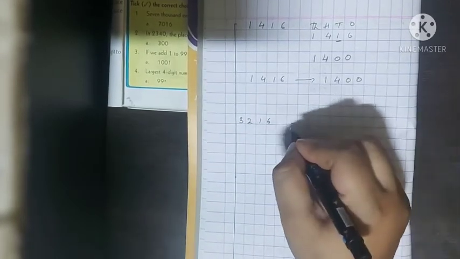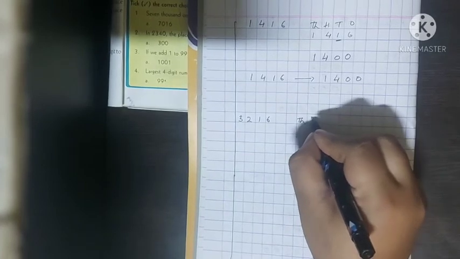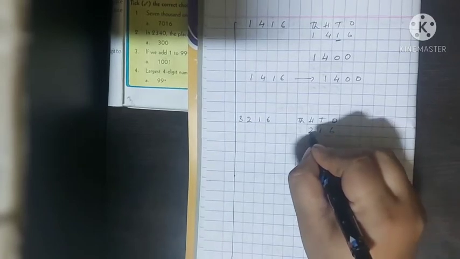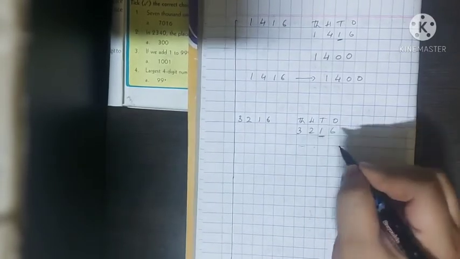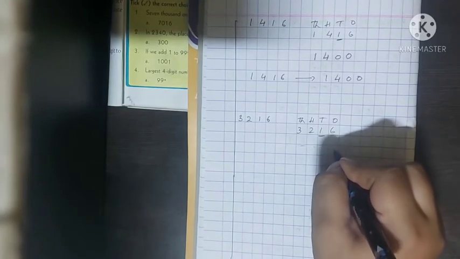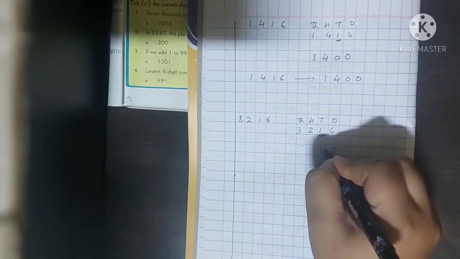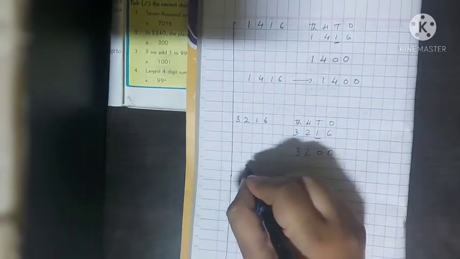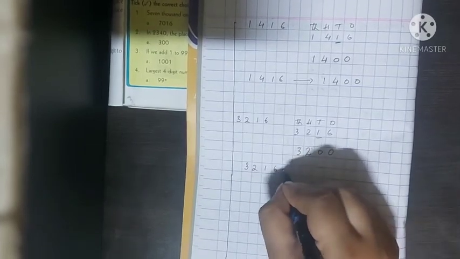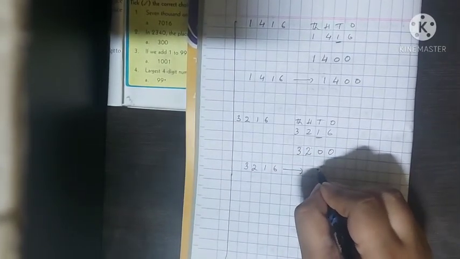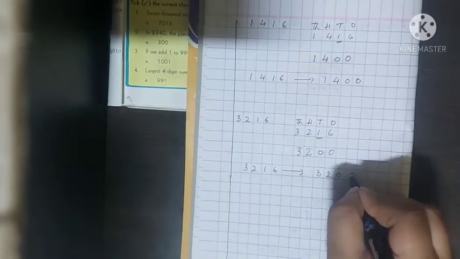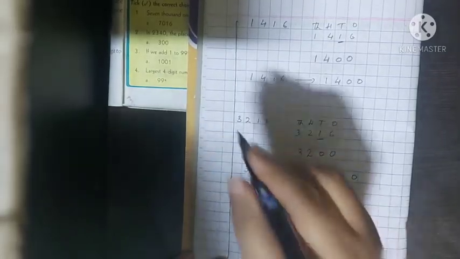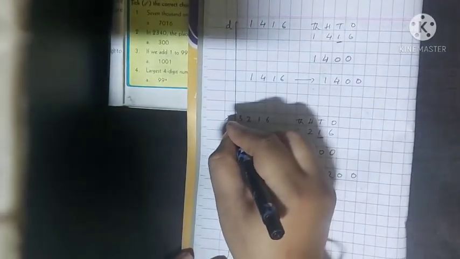Now see the last question. 3216. So again you will arrange it in 1000, 100, tens and ones: 6, 1, 2, 3. See the number at tens place, that is 1. It is less than 5. So you will write 0 on the ones place, 0 on the tens place and this 2 will be copied as such and 3 will be copied as such. So 3216 when rounded off to nearest 100 will become 3200. Clear? Now you will do your work like this and draw the line after every answer. Okay?